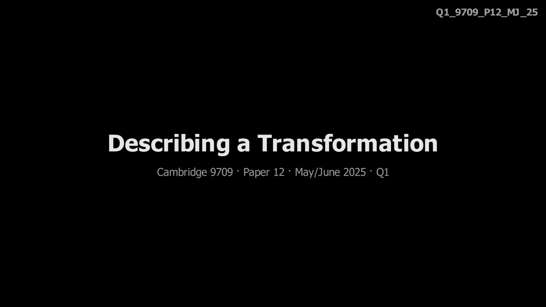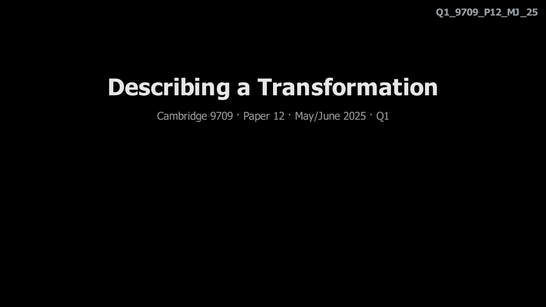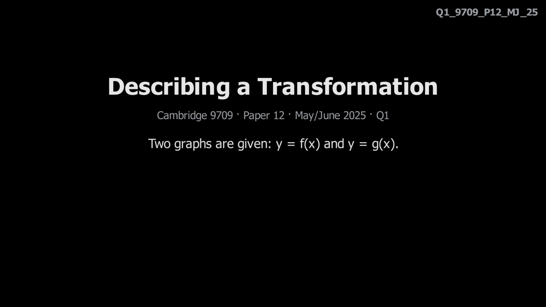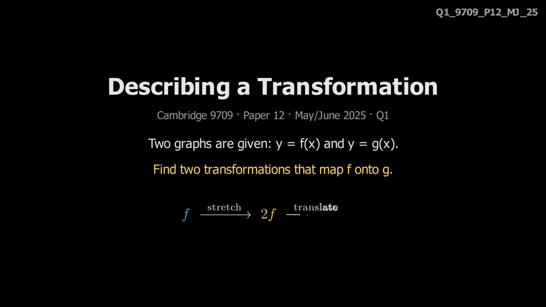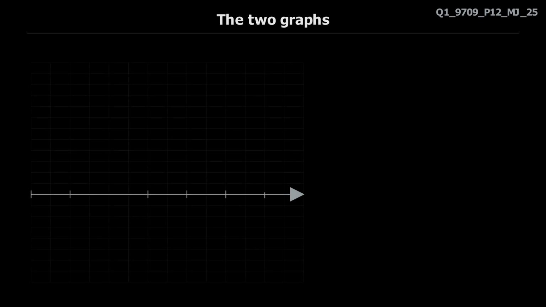Question 1, Paper 12, May-June 2025. We describe how one graph transforms into another. Two curves are given, y equals f of x and y equals g of x. Find two transformations that take f onto g, stretch, then translate. Compare the two graphs on the same axis.